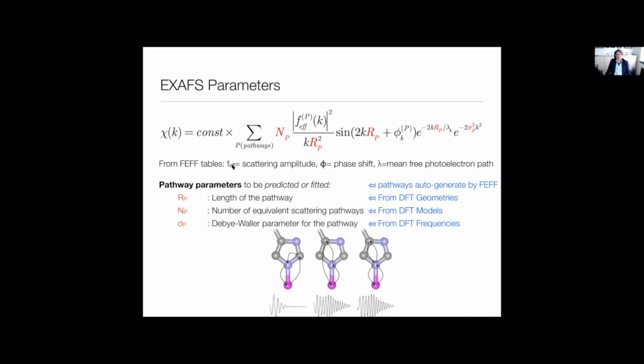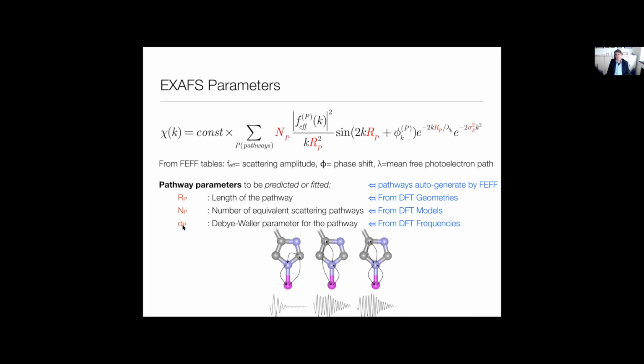There are a number of things like F_eff that come from tables that physicists have compiled that are stored inside FEFF. There are scattering amplitudes, phase shifts, and the mean free path of the photoelectron, and all of these things you know better than me. But the three types of quantities that are relevant in this context are R_P, the length of the pathway, and N_P, the number of equivalent scattering pathways. Basically that is just geometric information that comes from DFT. And then you have to have the Debye-Waller factor.